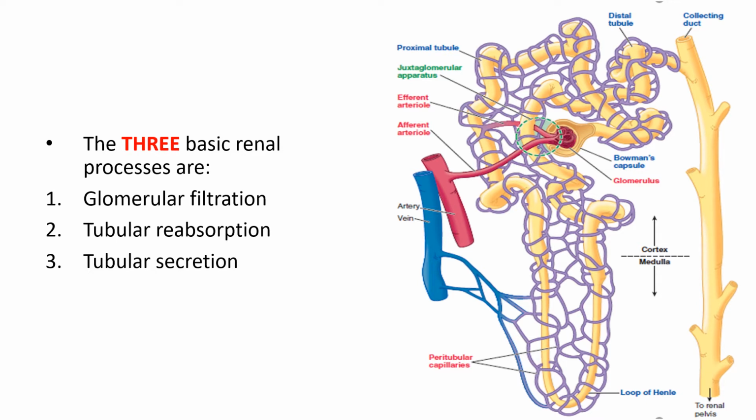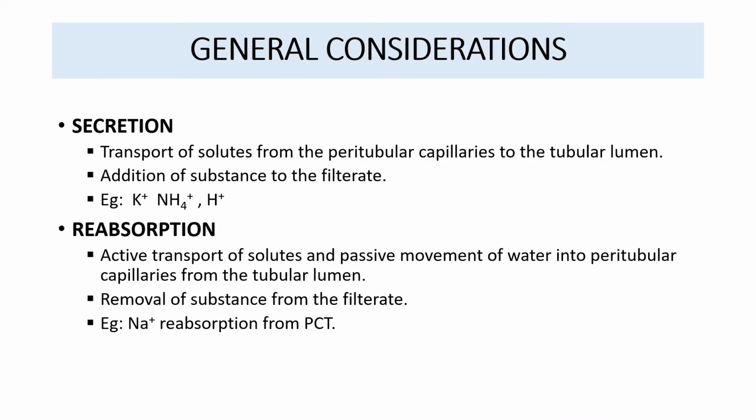The three basic renal processes are glomerular filtration, tubular reabsorption, and tubular secretion. Now, before discussing the important portions, there are some general considerations we have to take care of. And that is what is secretion and reabsorption. These two words you will be hearing too many times. So, how do you understand the difference between secretion and reabsorption?